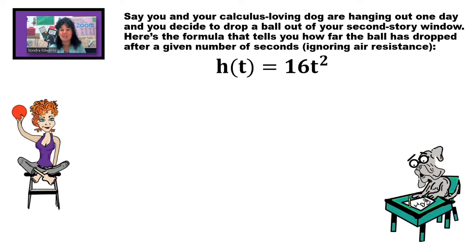Hi, I'm Mrs. Edwards, and today we're going to go through a problem that I like to call the calculus-loving dog problem. You're going to learn the difference between an average rate of change and an instantaneous rate of change. And we're going to be using these average rates of change to estimate the instantaneous rate of change.